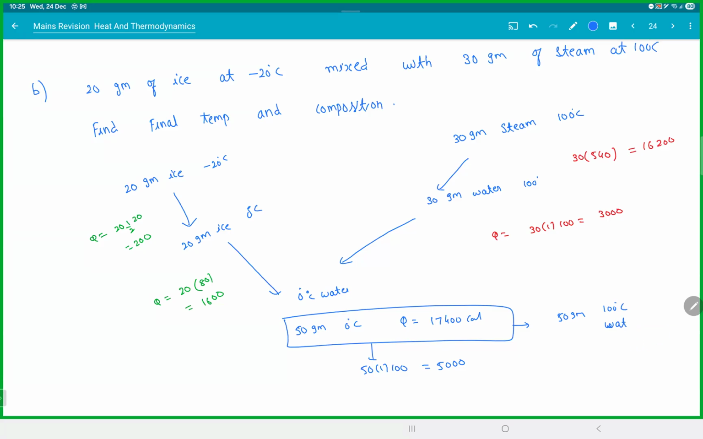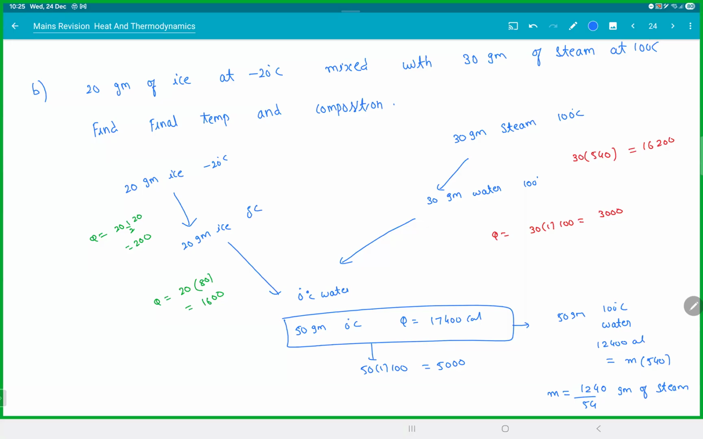And you still have 12,400 calories. So this must be equal to m into 540. That would be the mass of the steam. 1240 by 54. Steam is very powerful. Clear with this? So the water's temperature didn't even go below 100. There's still some steam left.